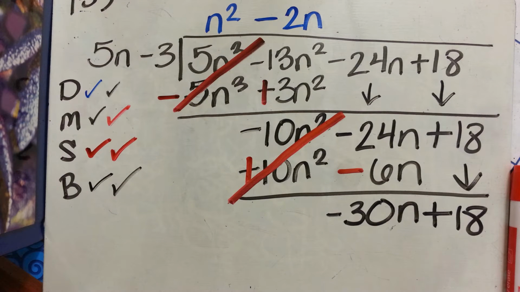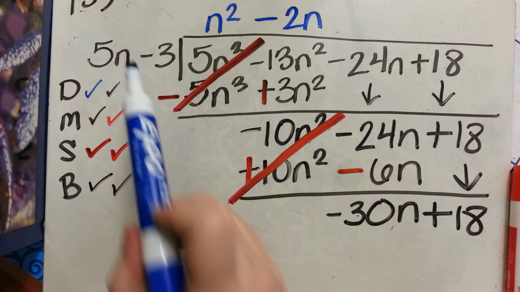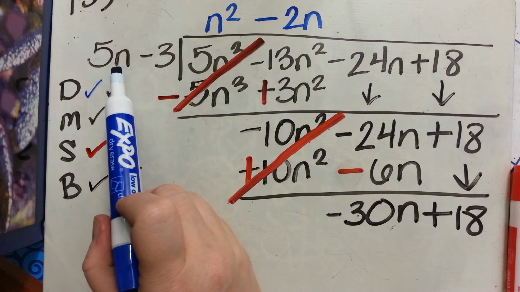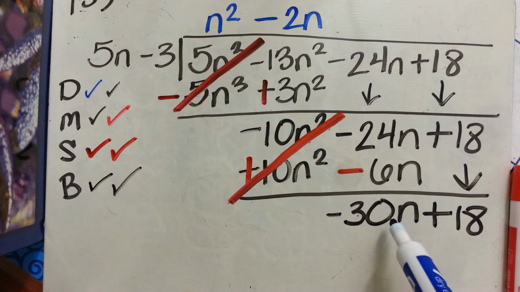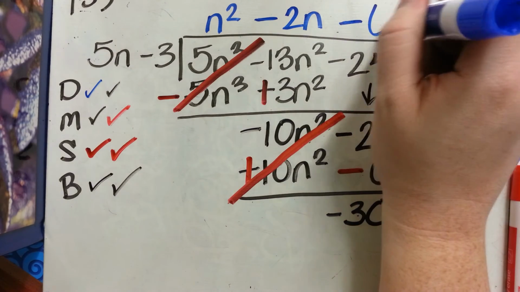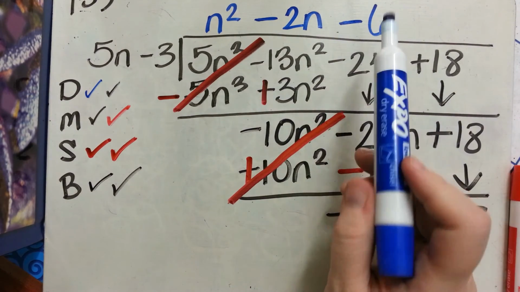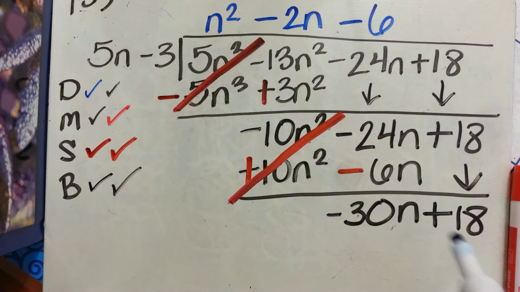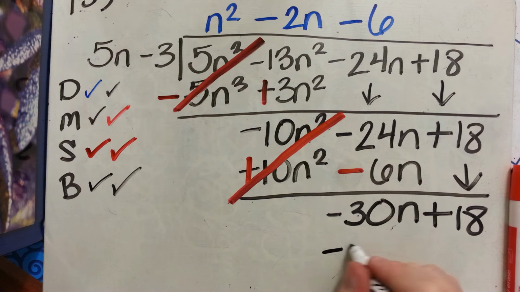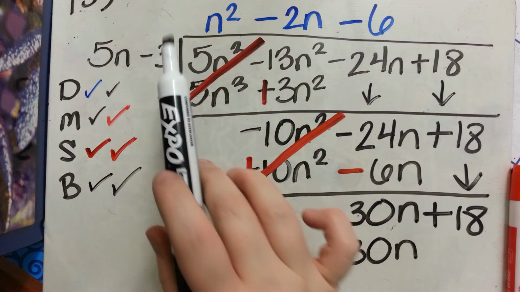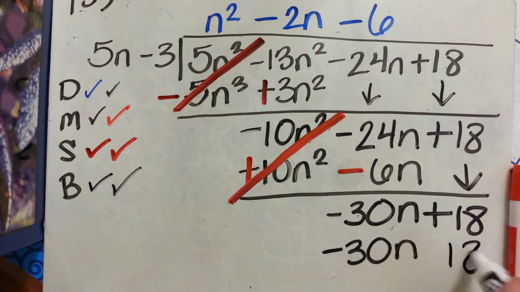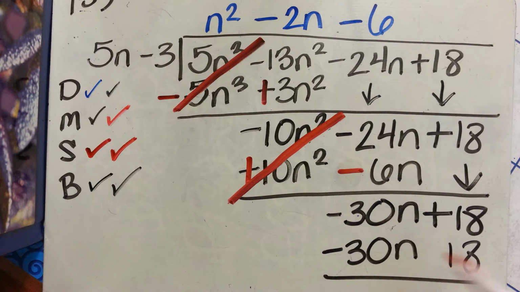Okay, so the last step I'm going to do here, I'm going to ask myself, what do I multiply 5n by in order to create a negative 30n? Well, in order to do that, I'm going to choose negative 6. Negative 6 times 5n is going to give me my leader, which is negative 30n. So we're going to write that down. Okay. Negative 6 times negative 3 is going to give me positive 18. And I don't write the plus because that makes it easier to write when my sign changes.